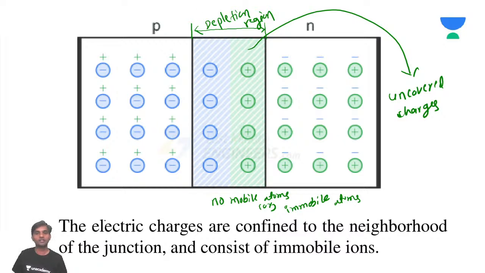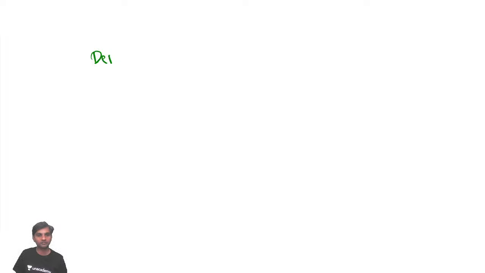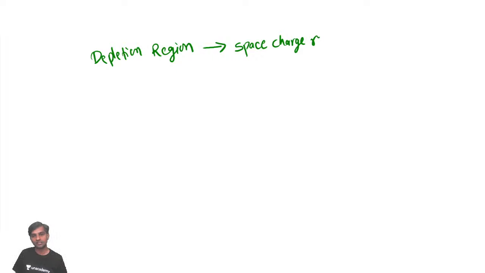Other names for the depletion region, sir: it is also called the space charge region. You can also call it the transition region.